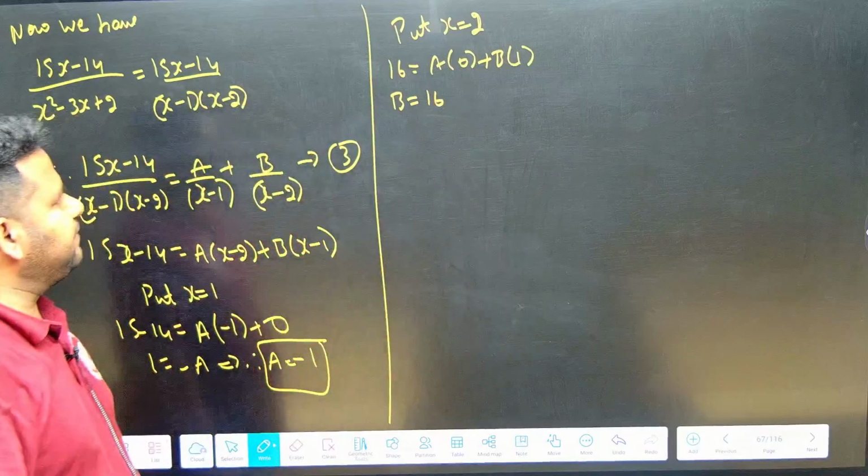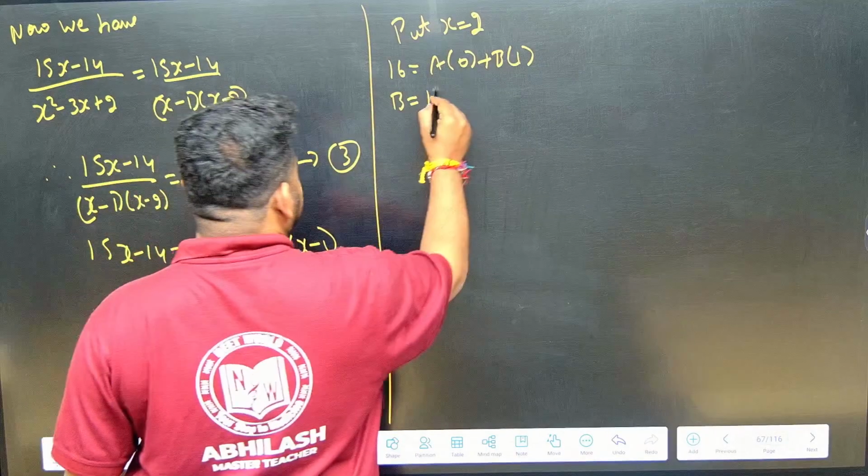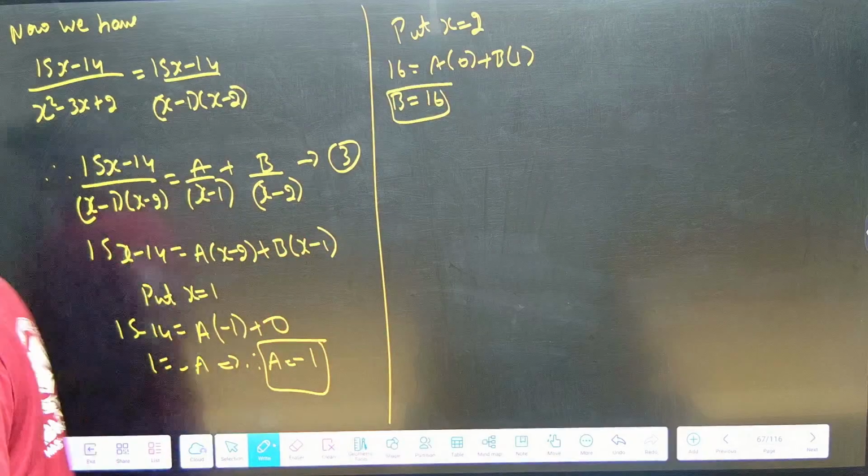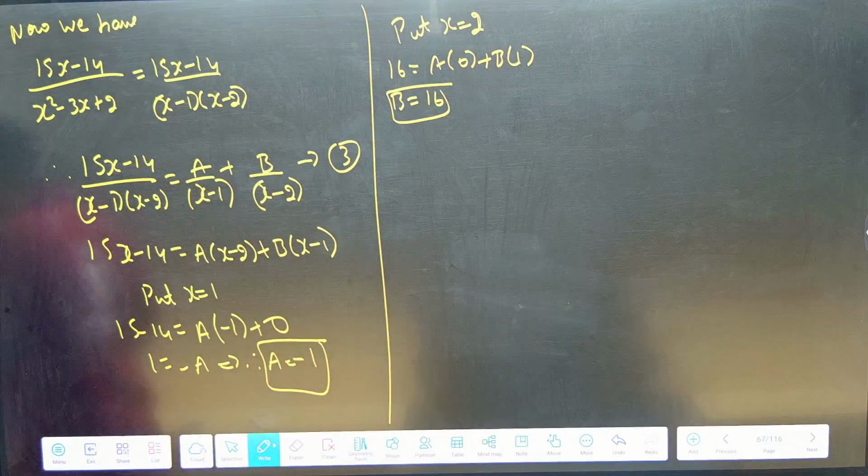We will get b is equal to 16. Clear? So we will get the value of b as 16.